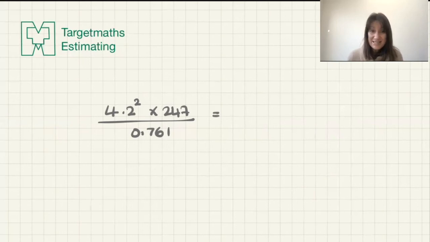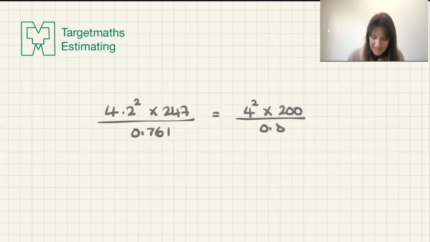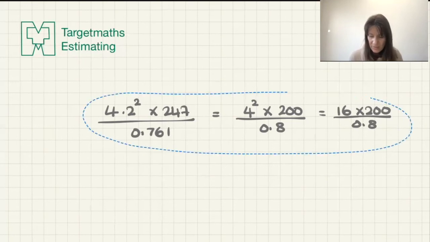4.2 isn't one significant figure. That would round to 4, which would give me 4 squared times 200 all over 0.8. Now, when I do the power, I will end up with 16. 4 times 4 is 16 over 0.8. And this is where you could have a little bit of ambiguity going on. Whoops, let me just try that again. I want to move that across.